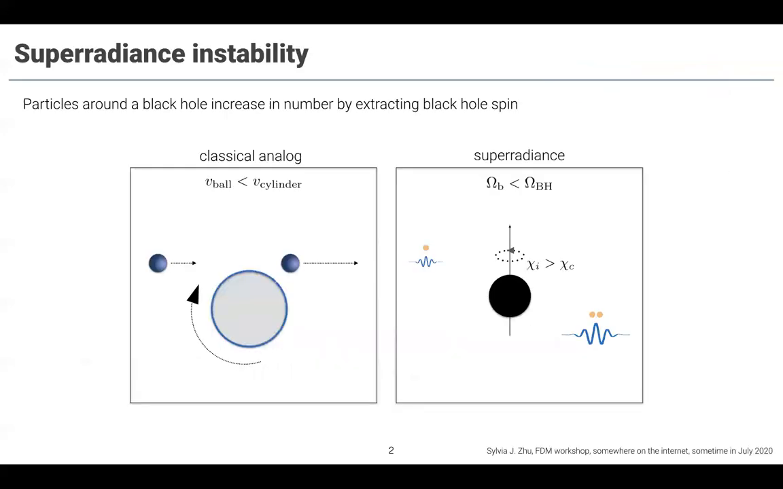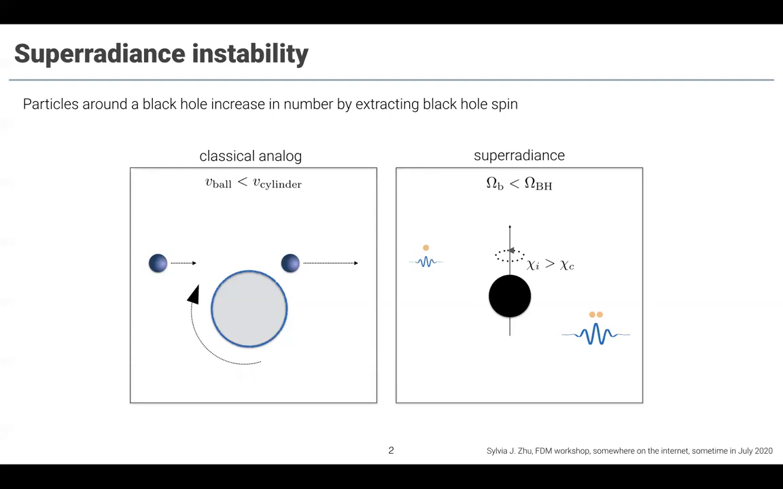There we go. So to start off with, I think this probably is familiar to many people, but just to give a bit of an overview. How do we get these axions to annihilate? Well, we need them to form enormous clouds around black holes. How do we do that? We invoke the superradiance instability. This is a phenomenon by which particles around a black hole can extract some of the spin of the black hole to increase in number.